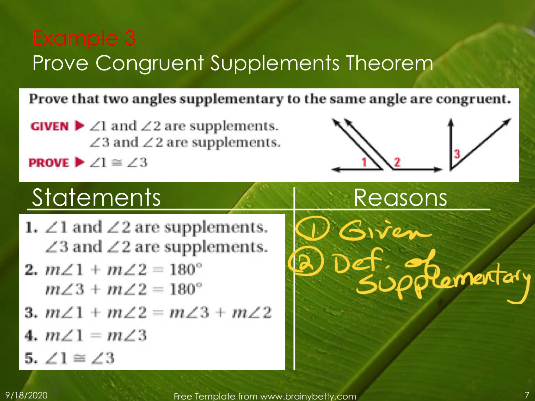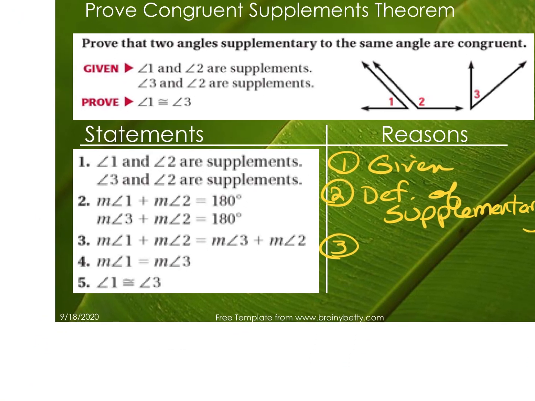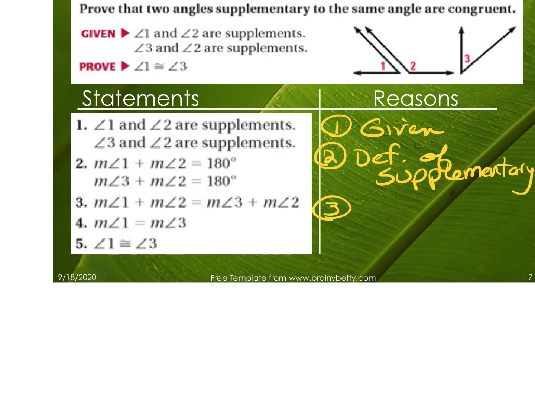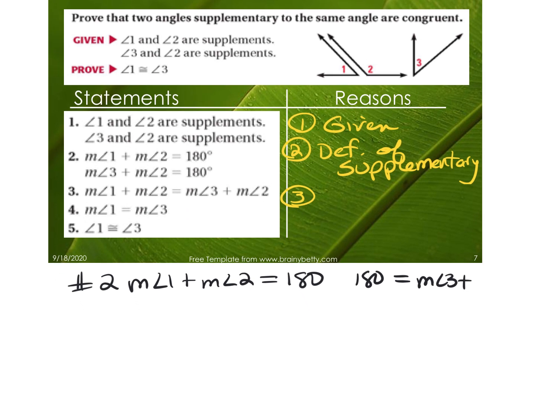Now we're going to look to see what happened from step 2 to 3. Now, this step is either substitution or transitive. Now, if you were writing this proof yourself, I could take step 2 and I could have written it as the measure of angle 1 plus the measure of angle 2 equals 180. And then the line right below it, I could reverse it and say 180 equals the measure of angle 3 plus the measure of angle 2.